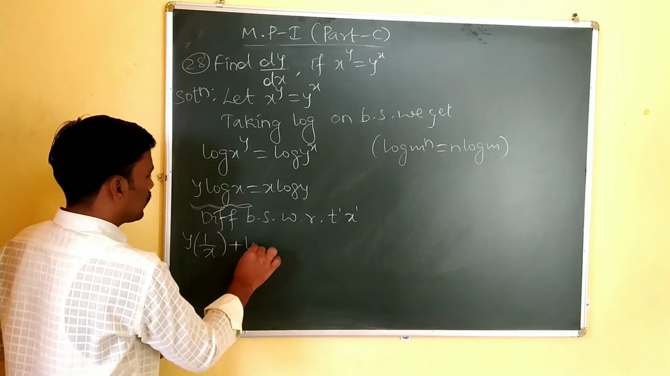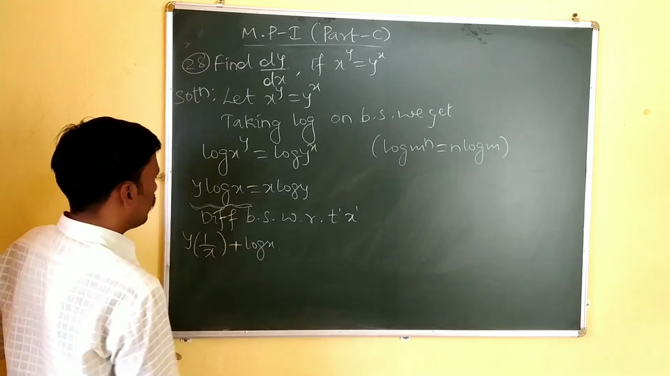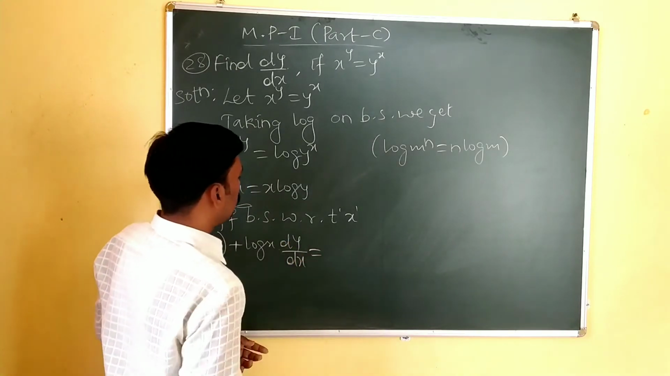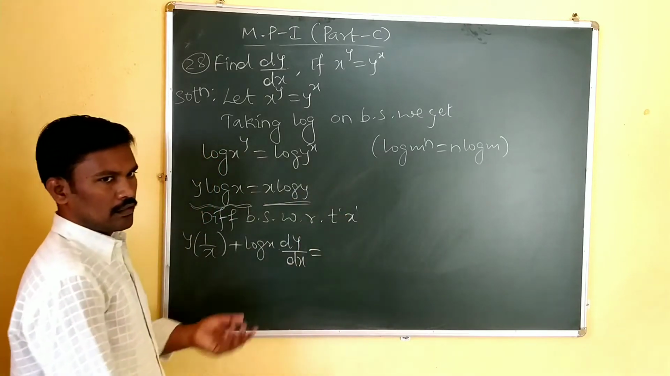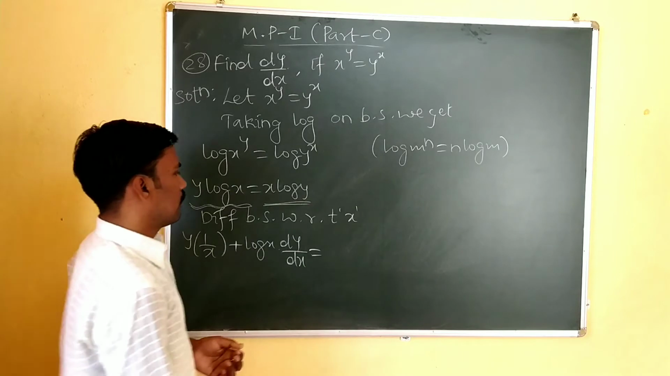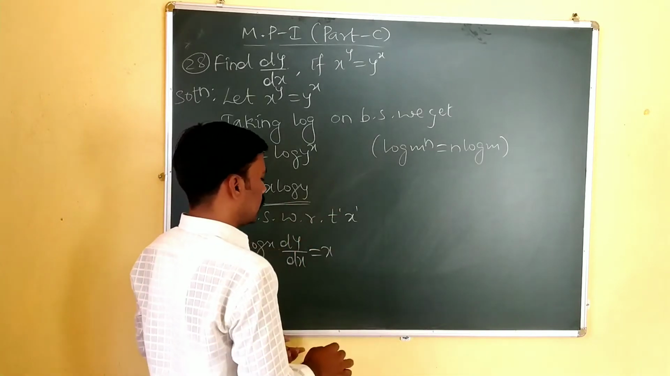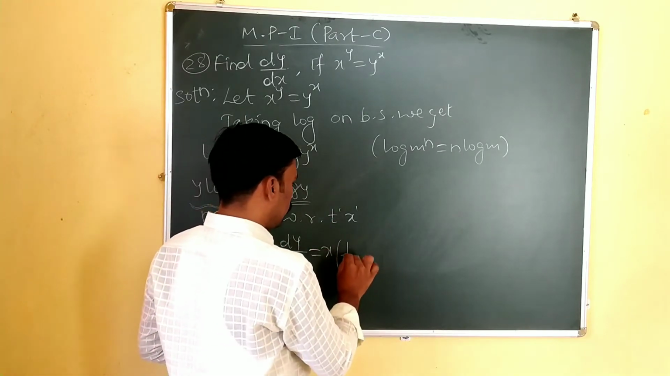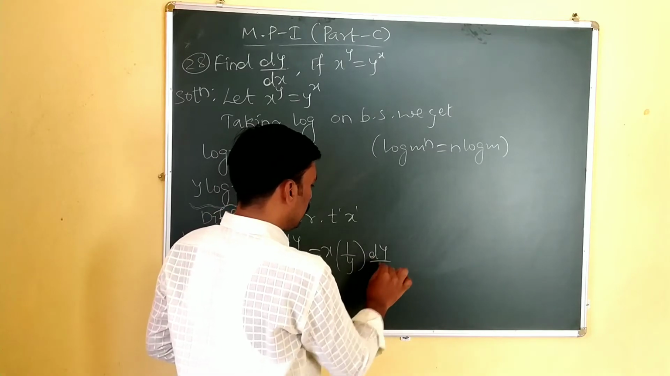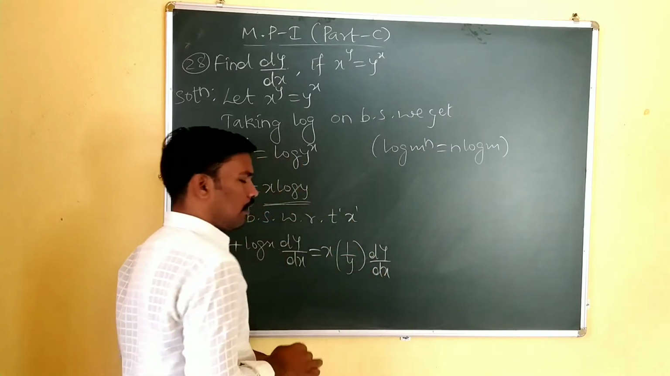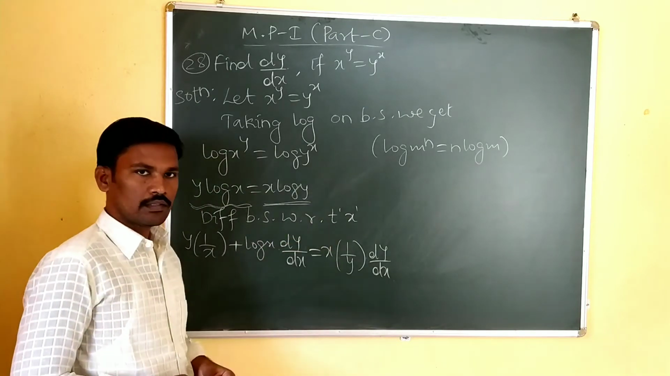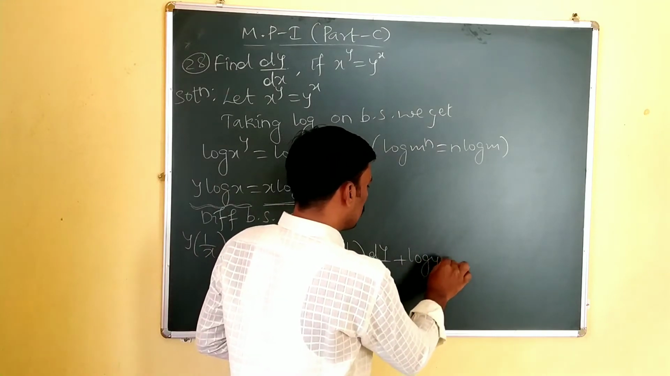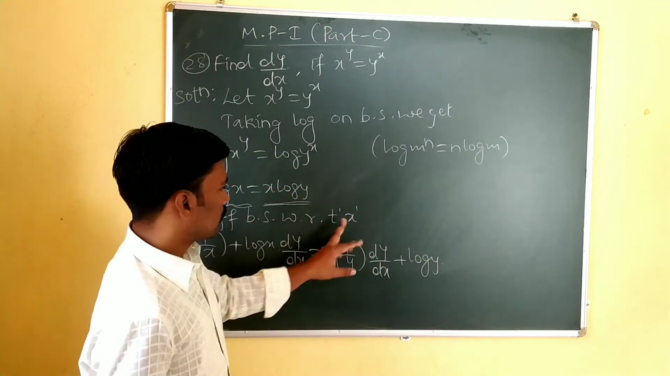Plus keeping second function as this and taking the derivative of first function. Derivative of y with respect to x is dy by dx. That is equal to, again apply this same property, that is product rule, on right hand side also. First function as this, take the derivative of second function. Derivative of log y with respect to x is 1 by y into dy by dx, because log y is a composite function when you are differentiating with respect to x, plus keeping second function as it is and taking the derivative of first function. Derivative of x with respect to x is 1.